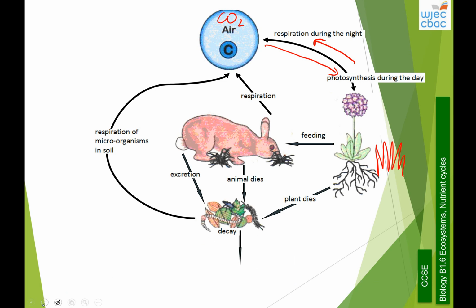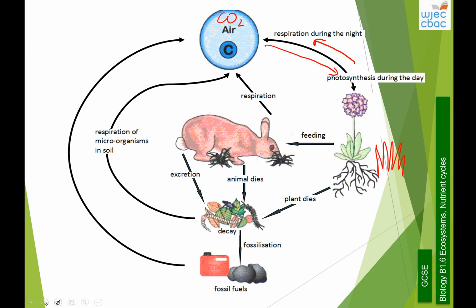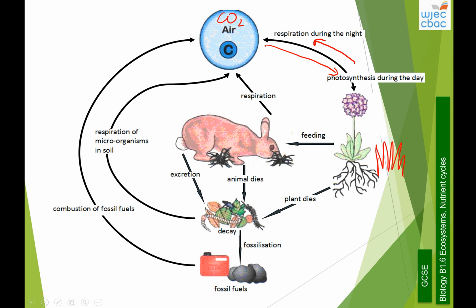Then if we don't have complete decay of the plant and animal material, sometimes we get what we call fossilization. So this is how coal and oil and gas were created millions of years ago. So these fossil fuels, when we burn them with combustion, release carbon dioxide back into the atmosphere again.